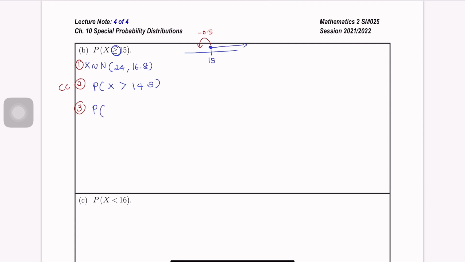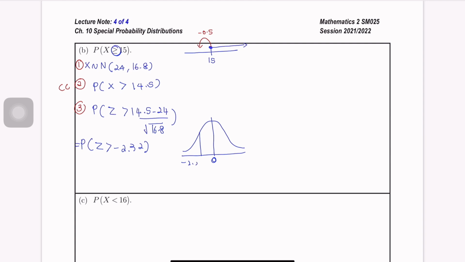The next step is to standardize it, change it to Z with the formula we used just now. So probability Z greater than 14.5 minus 24 over root 16.8. So we get probability Z greater than negative 2.32. Okay, so let's draw it. We have negative 2.32, and this one is 0. Remember, this one is 0. So Z greater than negative 2.32, this is our area.